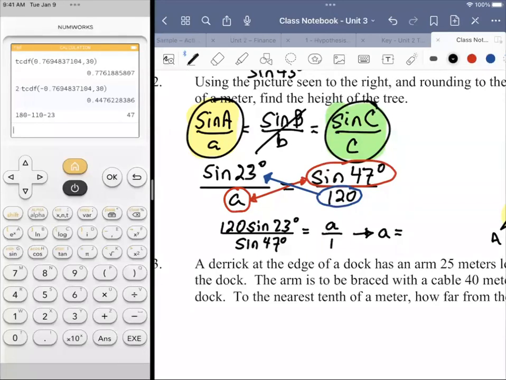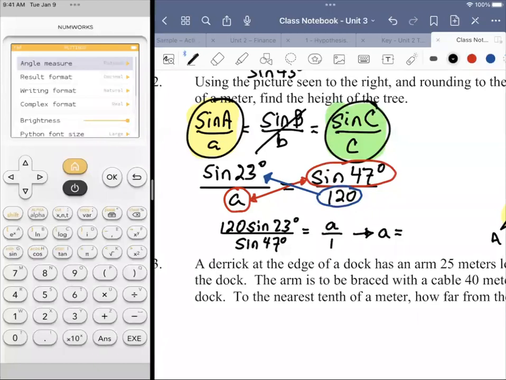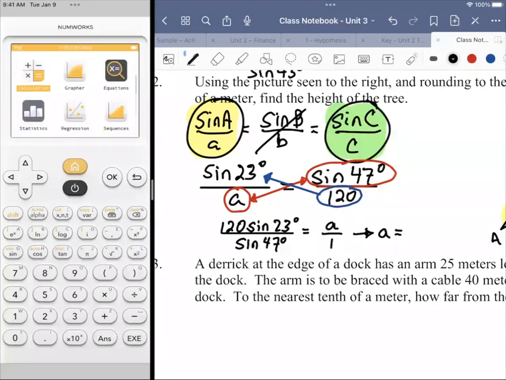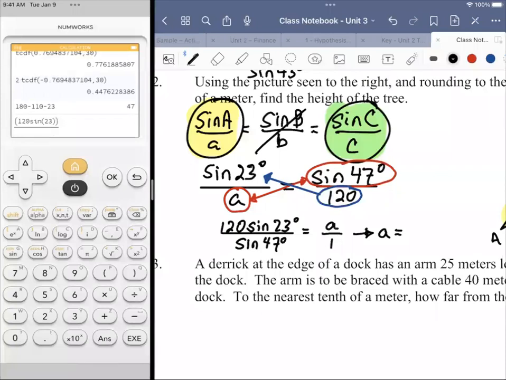All right. My calculator's in radian mode, so I want to make sure I change that. All right. So go on down to settings, angle measure. We want that degrees. All right. So angle measure degrees. Then I go back into my calculation and I type in 120 sine of 23. Oops, the sine didn't take. Sine of 23 divided by sine of 47.